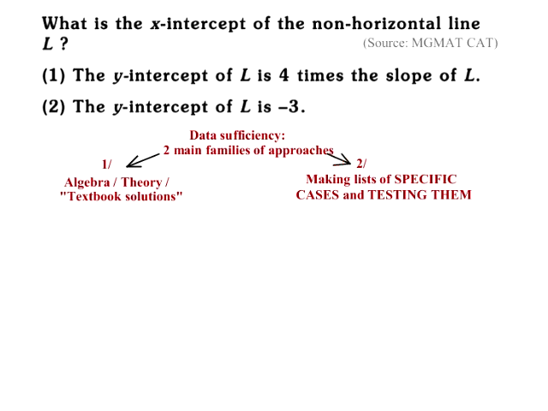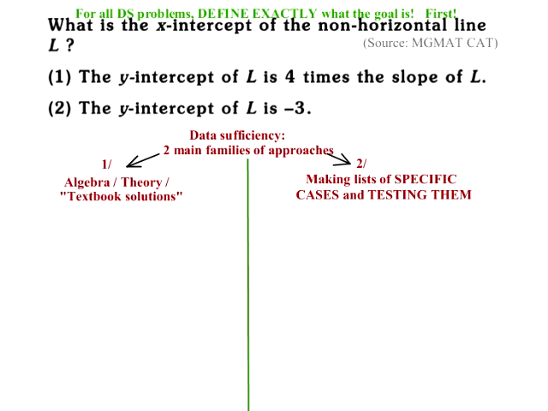So let's look at both for this problem, especially for statement 1. You want to know what the x-intercept is. Before you start solving these problems, make sure you define what the goal of the problem is in the first place. For any data sufficiency problem, define exactly what the goal is first. In other words, don't leave it in terms of abstract concepts like sufficient and not sufficient. Make sure that you know exactly what those mean in terms of the problem at hand.